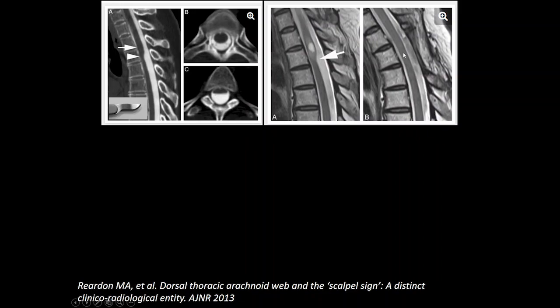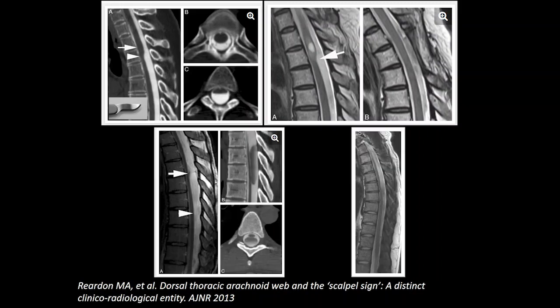Again, if one has to distinguish these three, notice if the membrane is seen, if you do a myelogram, a filling defect is seen, that suggests the diagnosis of an arachnoid cyst. If there is subtle ventral angulation of the cord, no membrane seen, diagnosis will be idiopathic cord herniation, and sharp angulation seen like that of a scalpel, diagnosis will be a dorsal thoracic arachnoid web.